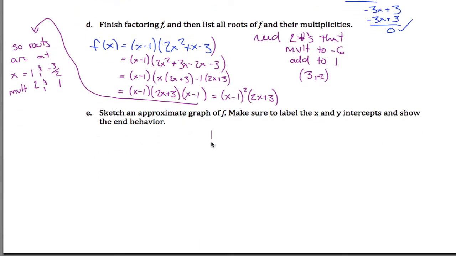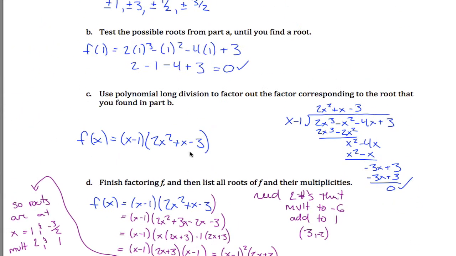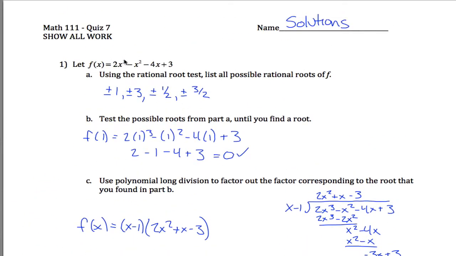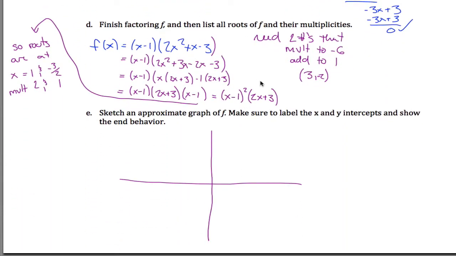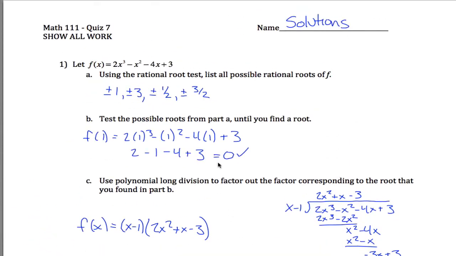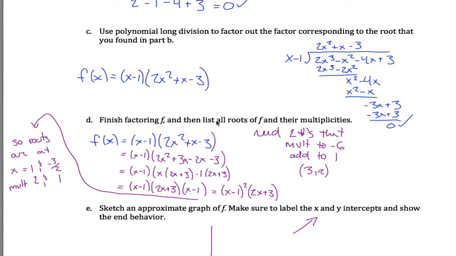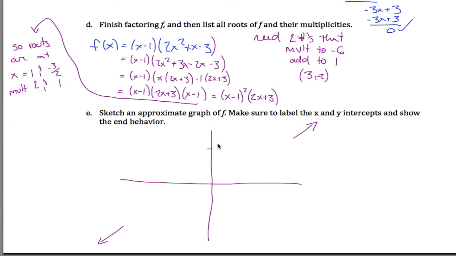Sketch an approximate graph of f. Make sure to label the x and y intercepts and show the end behavior. Alright, the end behavior, let's go back to our original polynomial. Degree is odd, so it goes in different directions. Leading coefficient is positive, so it goes up this way and down this way. Y-intercept, again, let's go back to our original function. If you figure out what the height would be when x equals 0, 0 minus 0 minus 0 plus 3, we get a y-intercept of 3 up here.